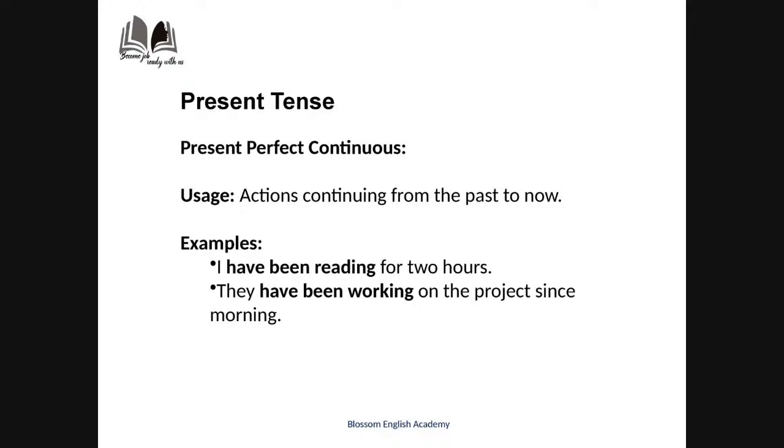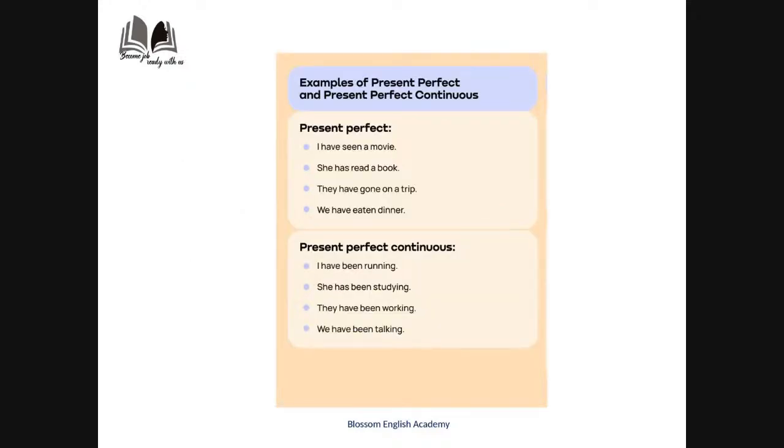Okay, so more examples. This is just to show you, because people tend to confuse between present perfect tense and present perfect continuous. Present perfect tense is an action that happened in the past. Okay, it is no more continuing in the present, but it has an impact in the present moment. Whereas present perfect continuous is an action that started in the past, and it is still continuing.